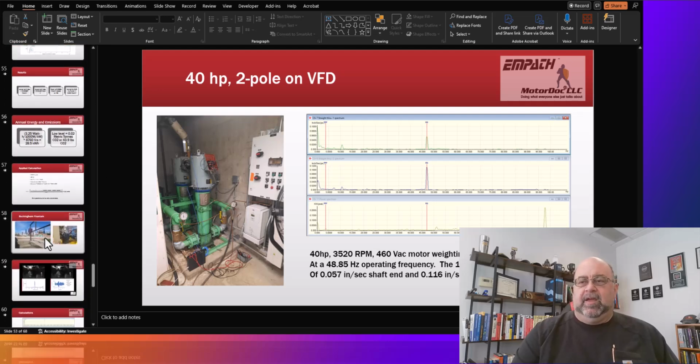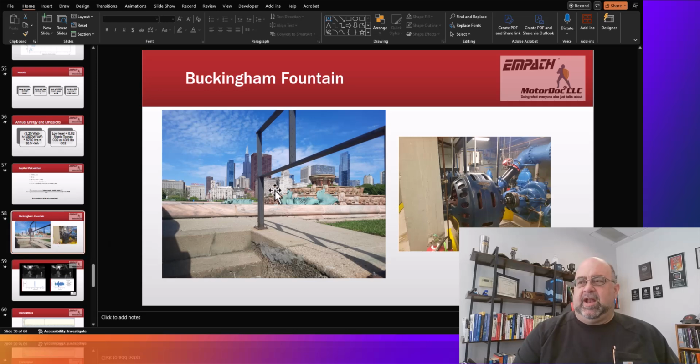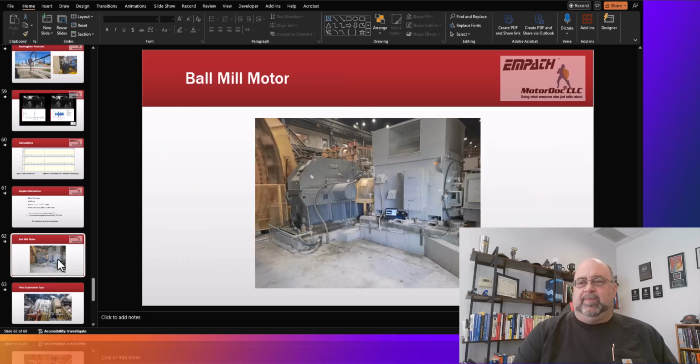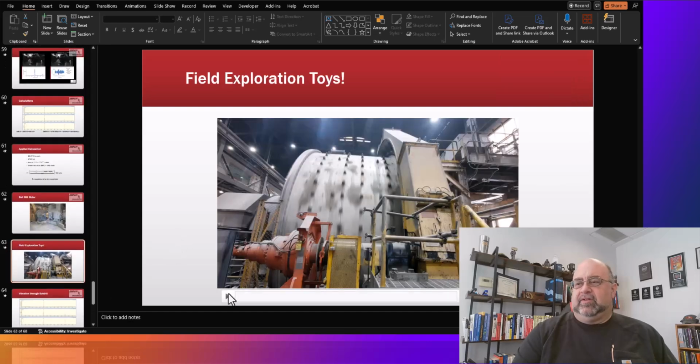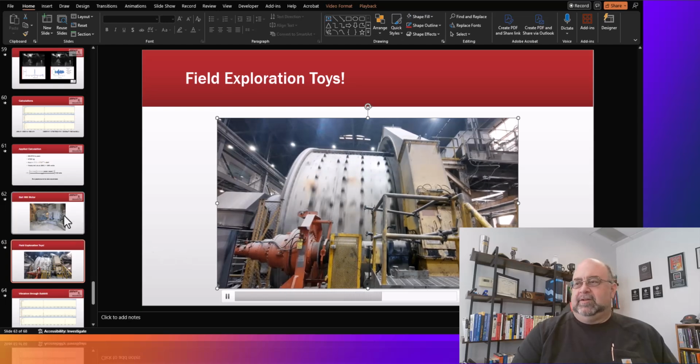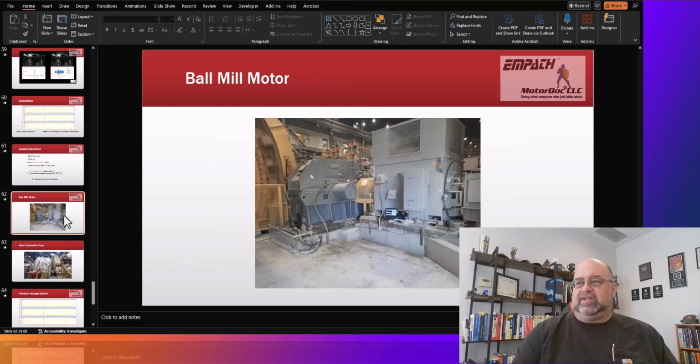So we did the same thing, and I believe I probably have done this here. Buckingham Fountain, the motors associated with it. We looked again at low vibration values. The work we did last week on a ball mill. Here, just for fun, there you go, ball mill. The noise is basically big steel balls rolling around and grinding up ore.